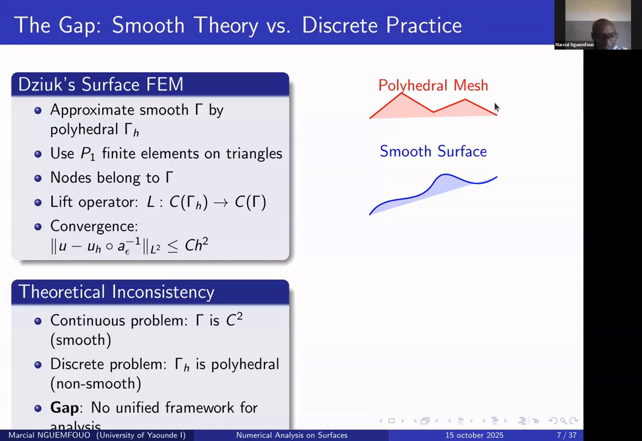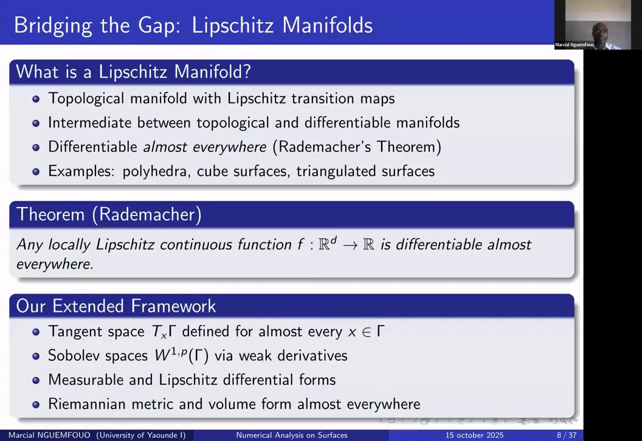It is why we point some inconsistency, like continuous surface gamma is C2, but the discrete problem needs to be posed on a non-smooth surface. No unified framework for that analysis done in the Dziuk theory. It lacks the unified framework for a continuous and a discrete setting. It is what motivated our research.